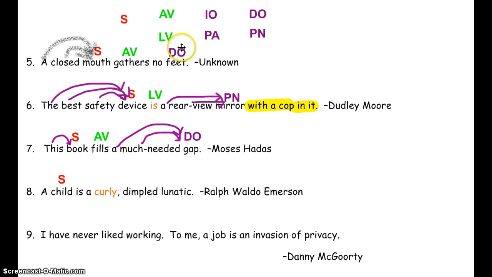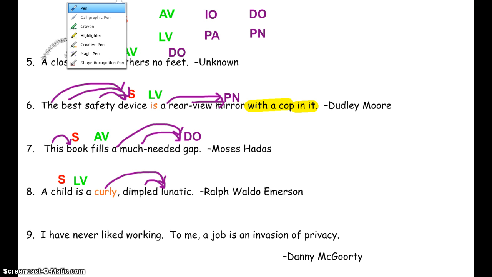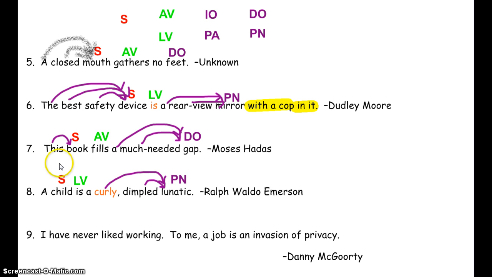A child. I look for my verb, I recognize it right away. There's the linking verb, is. Child is looking for either a predicate adjective or a noun. I see a couple of adjectives here. I see curly and I see dimpled. Those are adjectives, but they're not describing the child, so they can't be predicate adjectives. Dimpled describes lunatic, and curly describes that lunatic as well. So I must have a predicate noun, because the predicate noun is going back and renaming what that child is. A child is a lunatic.